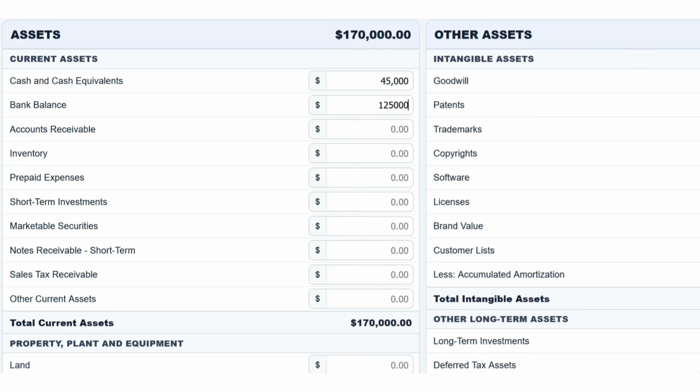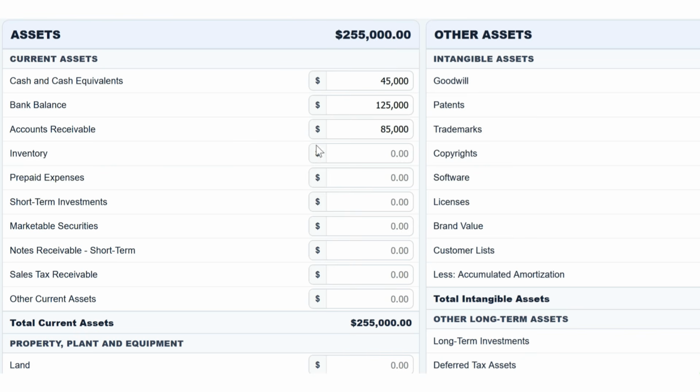The next account is bank balance, which shows $125,000. This represents additional business funds available across multiple business bank accounts. Some companies separate operating accounts, payroll accounts, and reserve accounts, making it easier to manage different business activities. Next comes accounts receivable, showing $85,000. This amount represents invoices that customers have not yet paid. Although the money is expected to arrive, it is still dependent on customer payments.